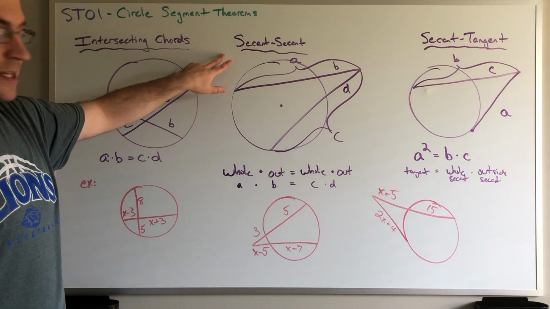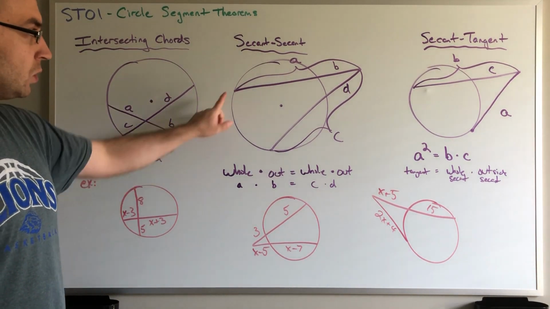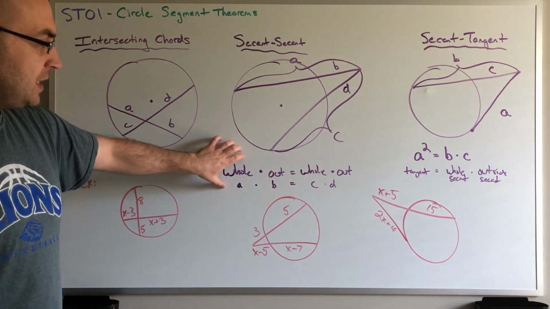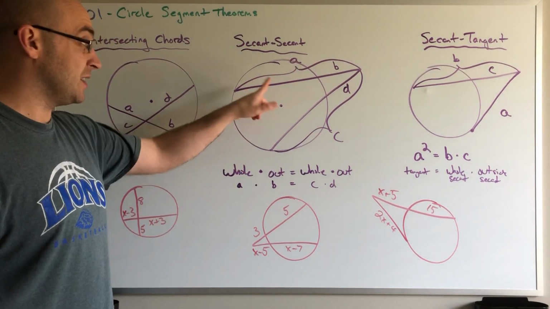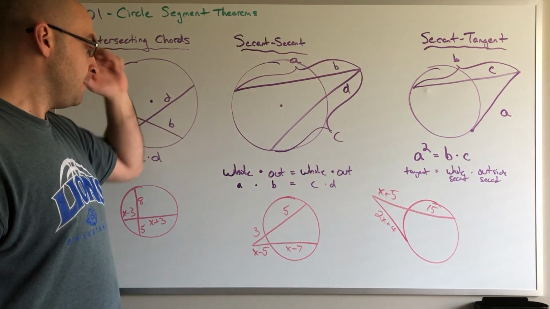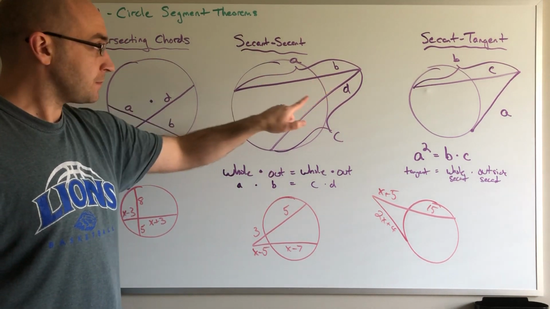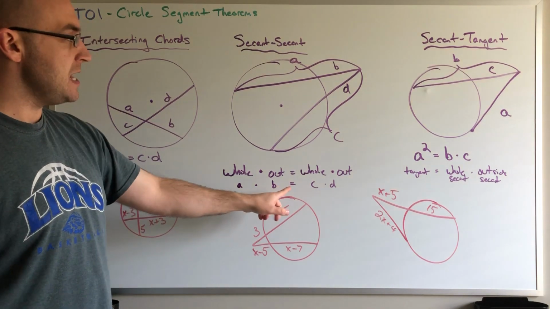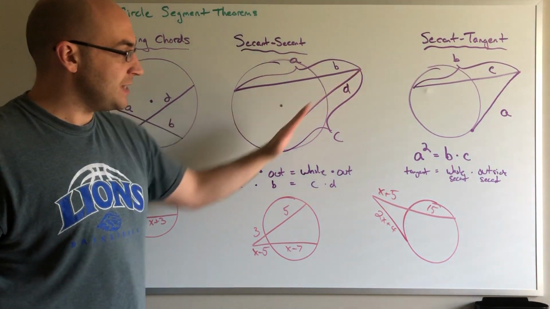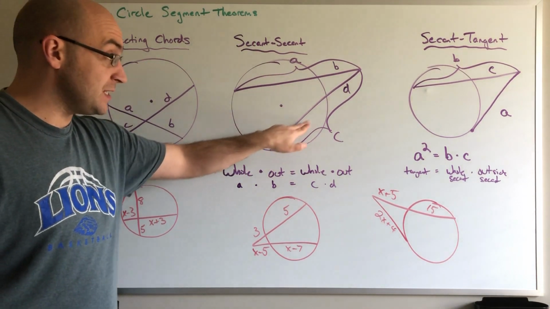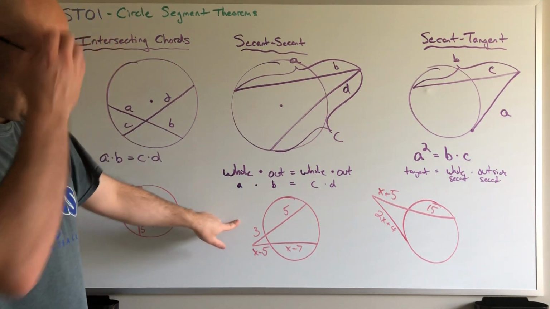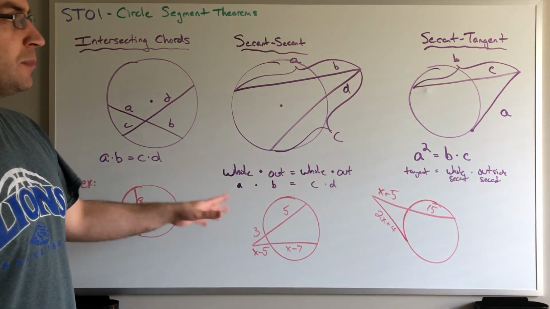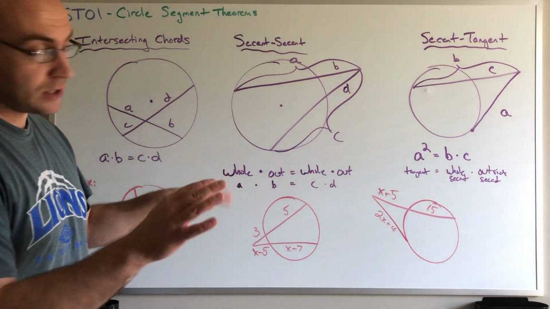Second one, secant, secant. So the rule here is, it's the whole first secant, meaning addition, because you'll add this part to that part, times the outside part of that same secant. And that's going to equal the entire second secant, this part plus this part times the outside part of that. And again, I've got another example for you here. So you can pause me or continue to do this as I talk.